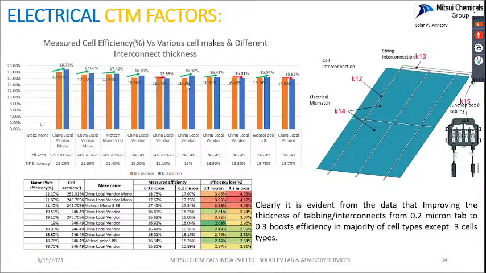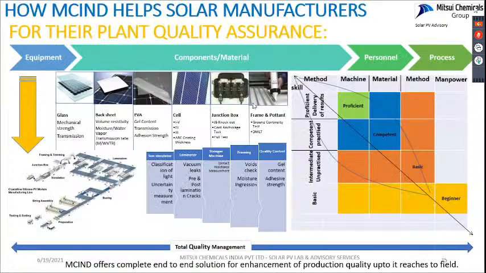So basically, this is one case of increasing the thickness of the interconnect, showing how the efficiency can be increased. This is one example of how CTM loss can be improved. And this is the entire picture: for any organization, equipment, components, materials, personnel and process. These are the four M's which are predominantly present in any organization.